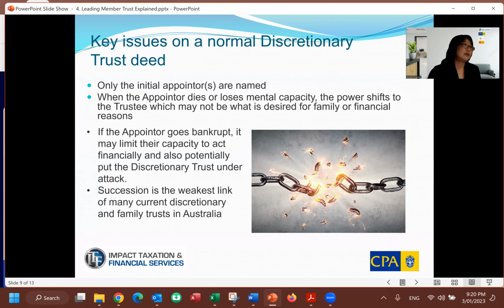And if the appointor goes bankrupt, it may limit their capacity to act financially and also potentially put the discretionary trust under attack. So that's not something we want to see. And also, succession is the weakest link of many current discretionary trusts and family trusts in Australia. So this is the current main issue with most discretionary trusts.